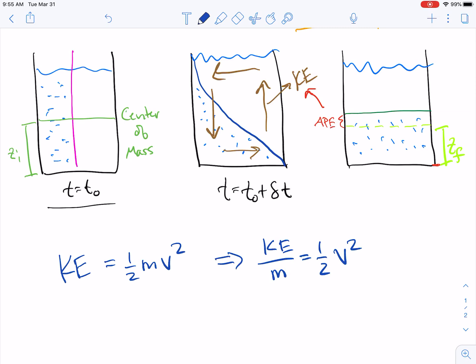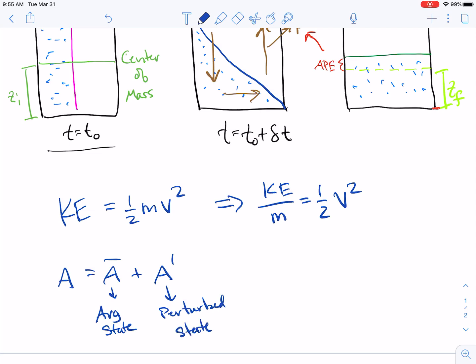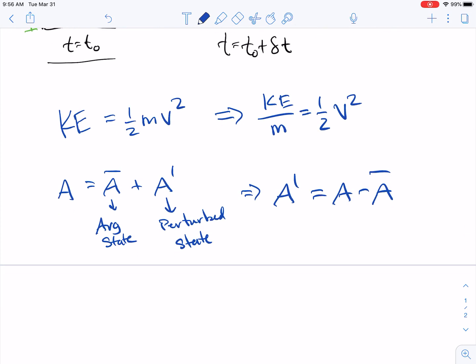And so we can think about things in terms of a perturbed state. And so a perturbed state, let's recall that we can define any variable A as A bar plus A prime. A bar is our average state, and A prime here is our perturbed state. And so we could solve for the perturbed state, A prime, as equal to A minus A bar. And so this perturbed state is going to help us to define the kinetic energy equation that might be most useful for us in synoptic meteorology.